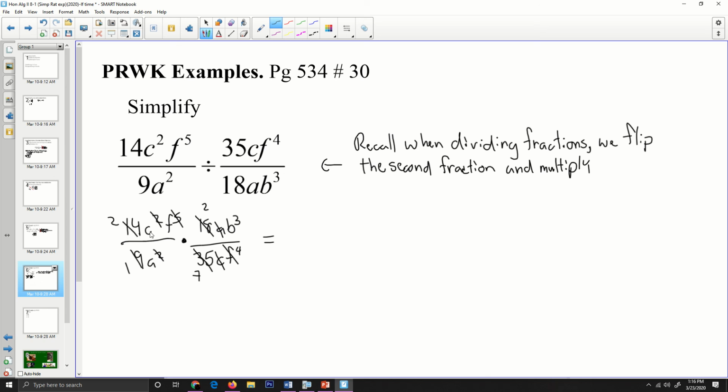And when I look at what's left in the numerator, I have a 2 and a 2, so 2 times 2 is 4. I have a c and a b to the third, so c, b to the third. And then 1 times 7 is just 7, and I'm left with an a to the first in the bottom. And so that is my final answer for that one.